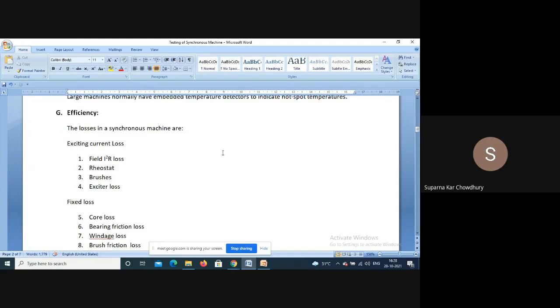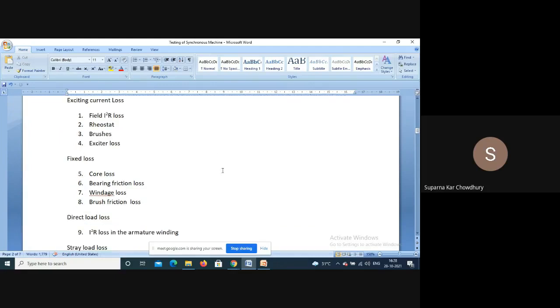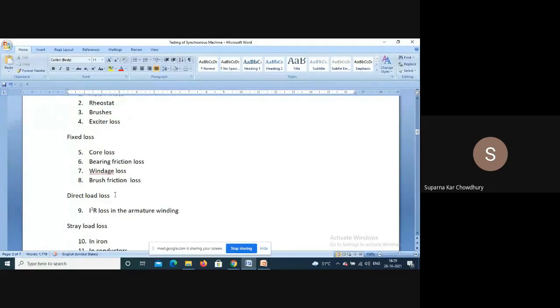Then the fixed losses. Fixed losses are core loss, bearing windage loss, bearing friction loss, brush friction loss. Now, this also you have studied during DC machine and have performed the experiment of separation of loss of DC machine. So, you know the core loss, synchronous machine running speed is constant. So, core loss depends on excitation only. Bearing friction loss, windage loss, brush friction loss, these are mainly speed dependent. So, these are fixed losses. Direct load loss, the loss which is directly proportional to the load, is I square R loss of the armature winding.